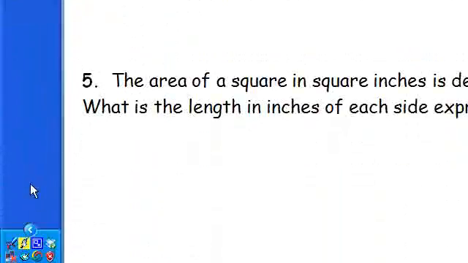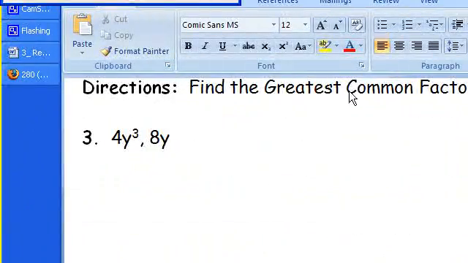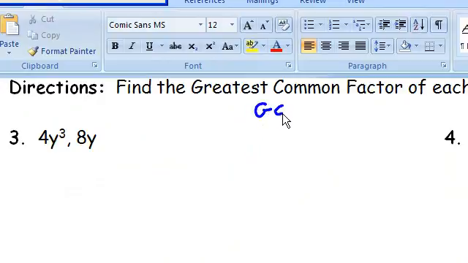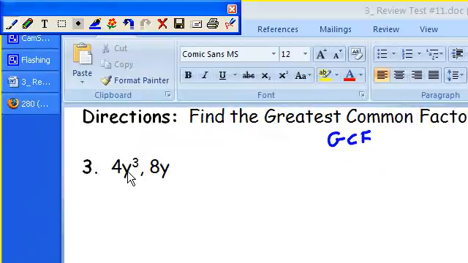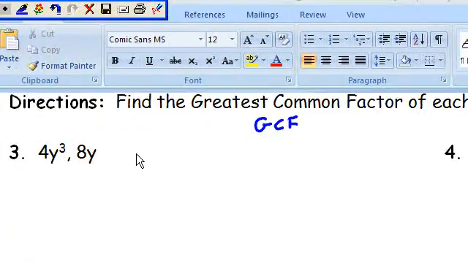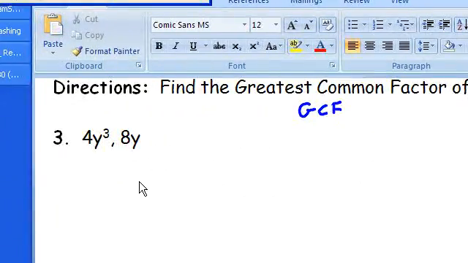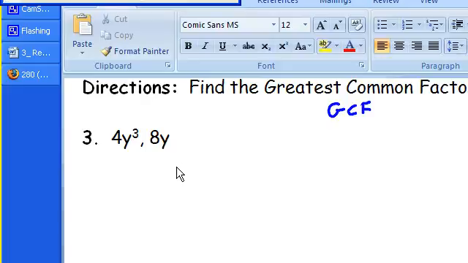Alright. Find the greatest common factor, GCF, greatest common factor, of each group of terms. So we have 4y cubed and 8y. What we want to do is figure out the factors of each one of these terms, and then take a look at the factors they have in common, and then pick out the greatest common factor.